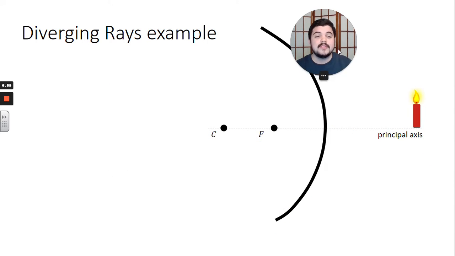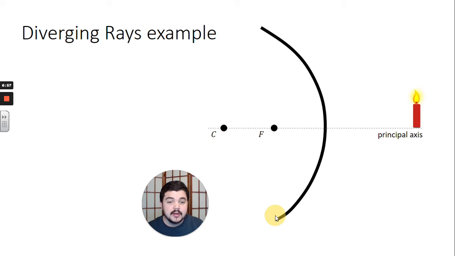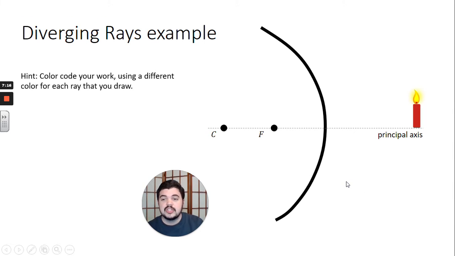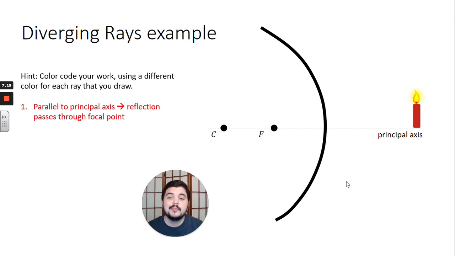So let's look at an example of diverging rays. So we still have a curved mirror. That curved mirror still has a focal point and a center, but now we've silvered the other side of this so that the reflection happens on this side of our curved mirror. And so it's still the same three principal rays. We're going to start with our first principal ray, which, again, color code your work. Our first principal ray is going to be the one that's parallel to the principal axis, leaving like that to the left.